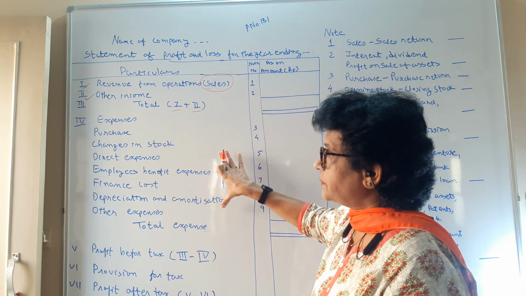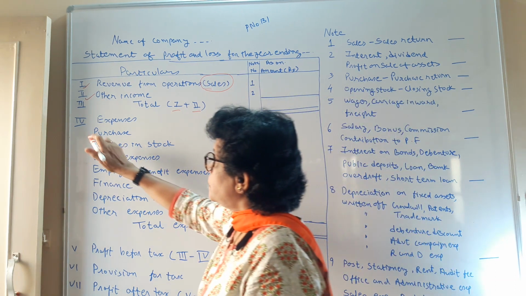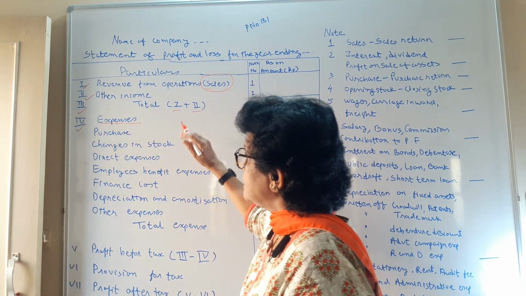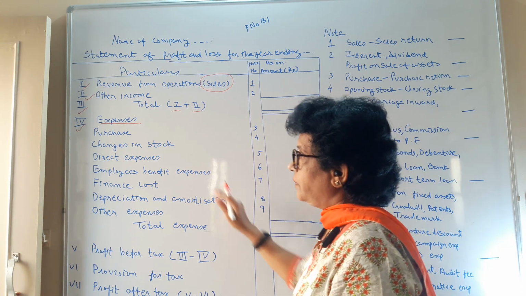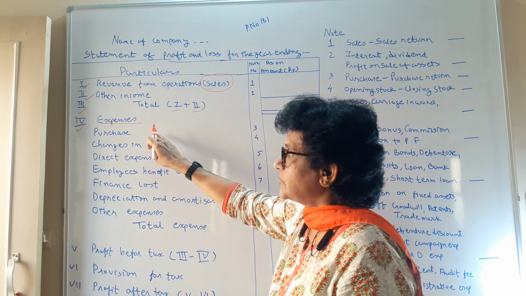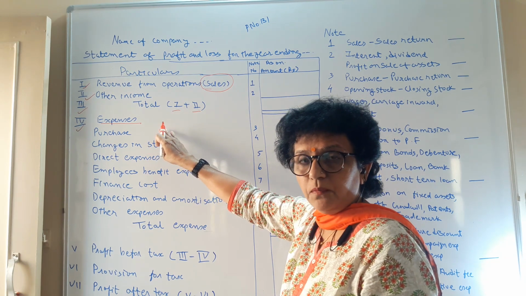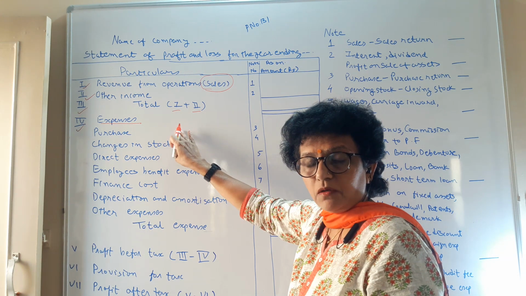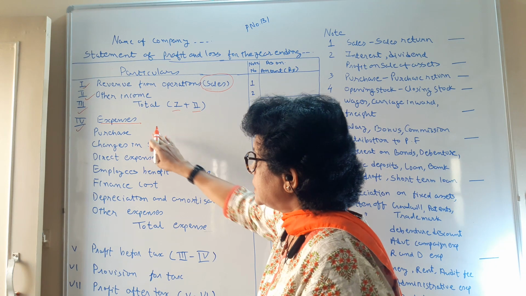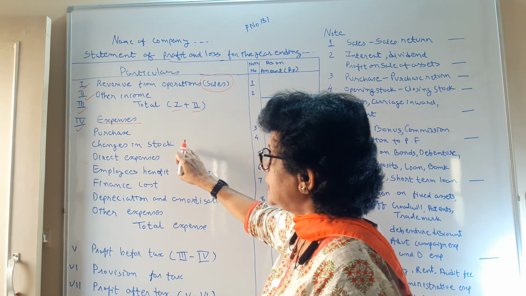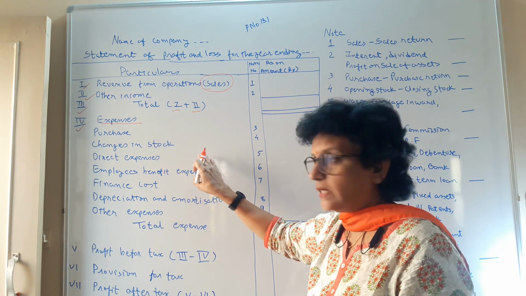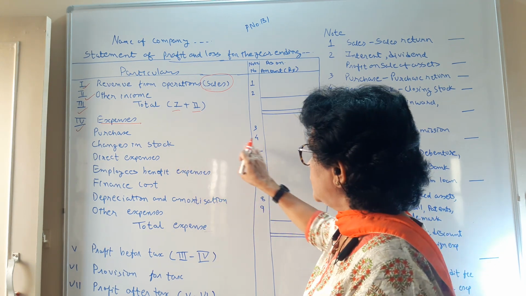Now we are going to subtract the various expenses. So point number 4 we have, that is the various expenses. Which kind of expenses do you have? The first is the purchase. As you are selling the goods, you have to purchase the goods. Here you may have opening stock and closing stock. So the purchase, then you have the change in stock. Here, you have to consider opening stock and closing stock, so the change in stock.